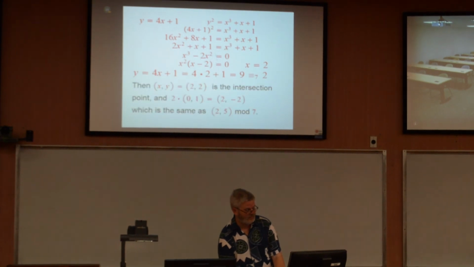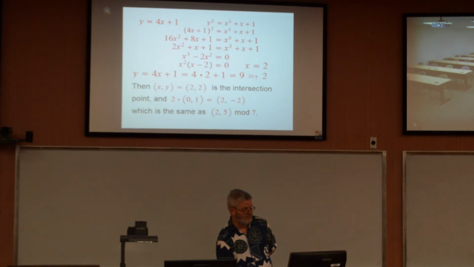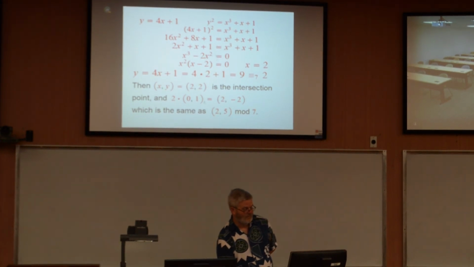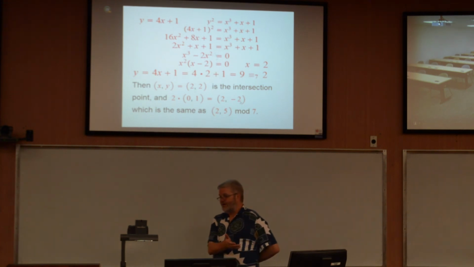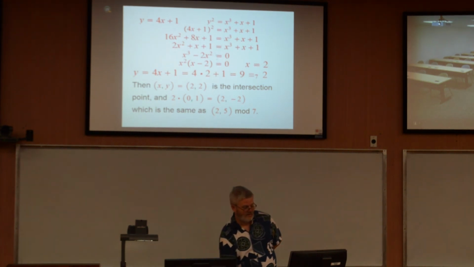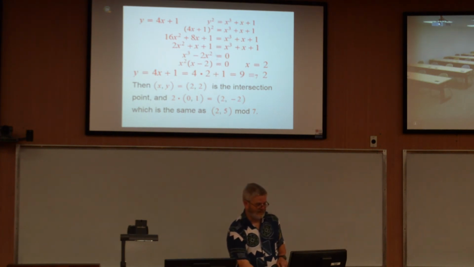So our point is (2, 2), but 2 times (0, 1) is what you get when you reflect, so the intersection point is (2, 2) and our value is (2, -2). But that's the same as (2, 5), because you can add 7 and get that. That's another way: you can divide integers by 7 and get the remainder. So 5 and negative 2 are congruent modulo 7. If you take their difference, 5 minus negative 2, you get a multiple of 7. That's actually how congruence is defined.